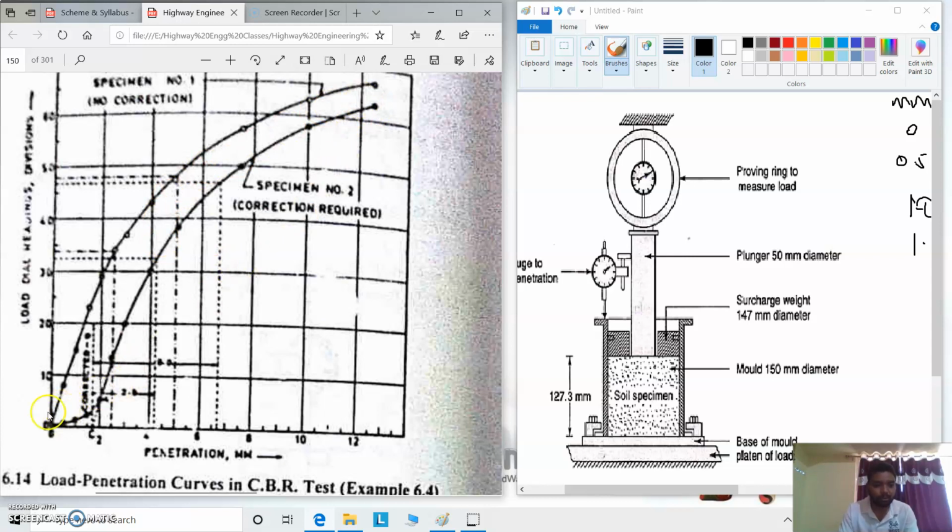Considering only the curve for specimen 1, on the penetration line, that is the x-axis, we need to consider at 2.5 mm penetration how much load acted on the specimen to cause 2.5 mm penetration. That is what is noted here. Similarly, for the same specimen we consider 5 mm penetration and how much load acted on the material to cause 5 mm penetration. That is noted here. We only need to note the 2.5 mm and 5 mm penetration values.